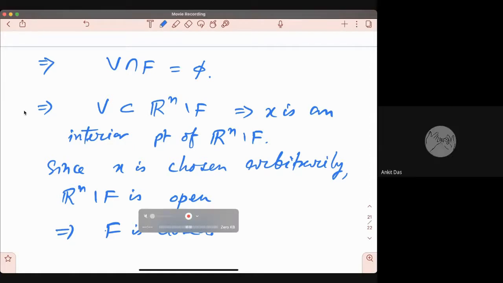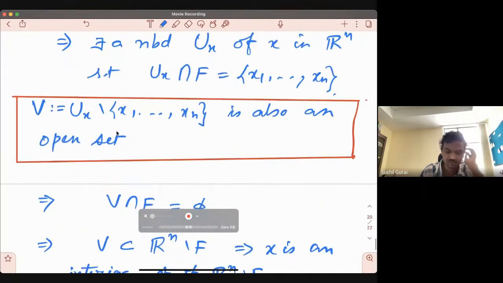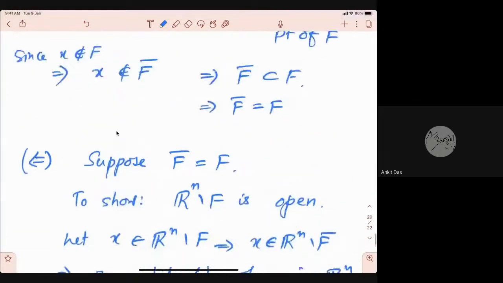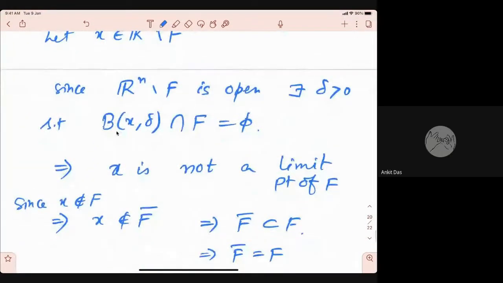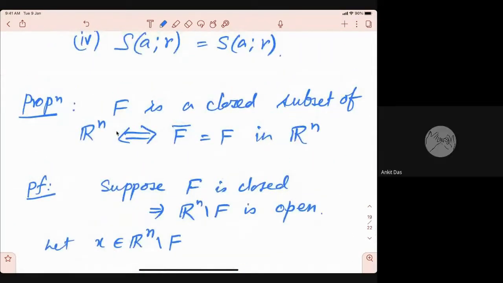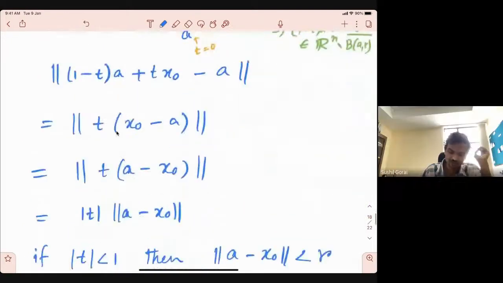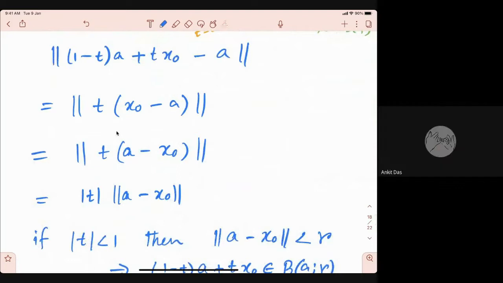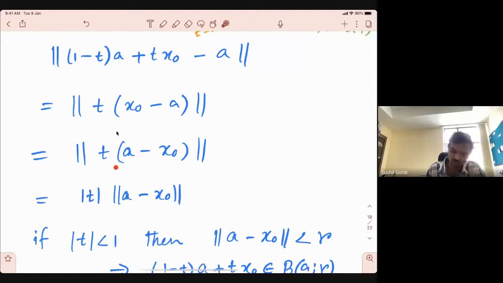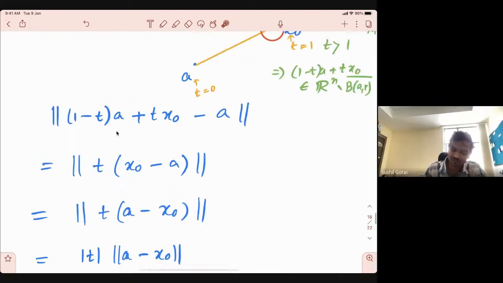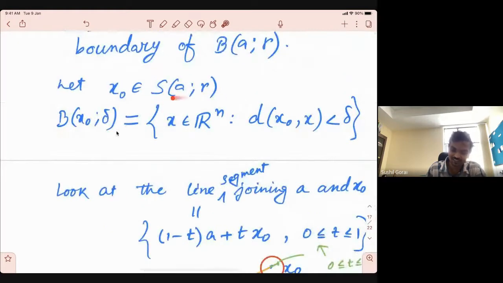Sir, I could not understand one of the steps in the slides above. Can you go up? Which one? This proof? No, before that. Even before. When we were proving it for the sphere. Okay, this one. This part: the norm of a minus x naught is less than r. I could not understand why. No, the norm of a minus x naught is equal to r, right? Because x naught lies where? x naught is in this set.